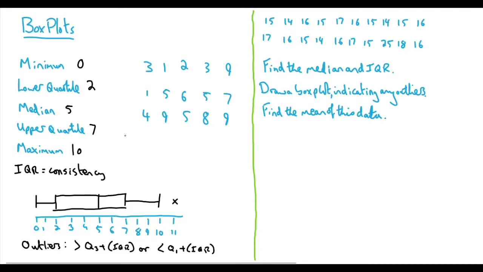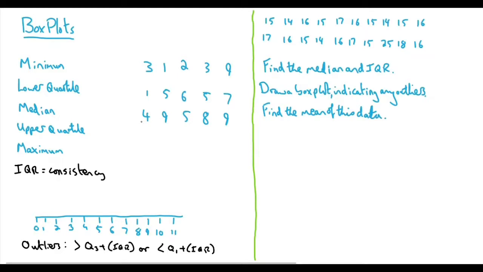With that in mind, let's just give an example of how we could get such values from a data set and then apply them to a diagram. We have here just on the right 15 numbers, so 3, 1, 2, 3, 9, 1, 5, 6, 5, 7, 4, 9, 5, 8, and 9.